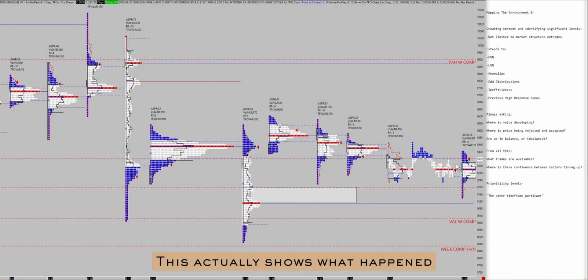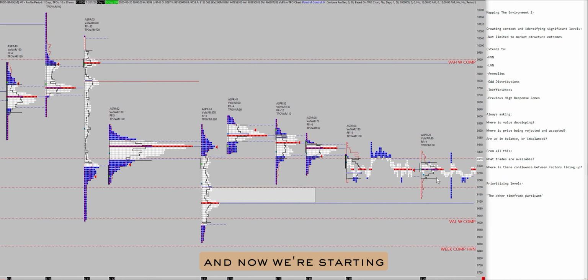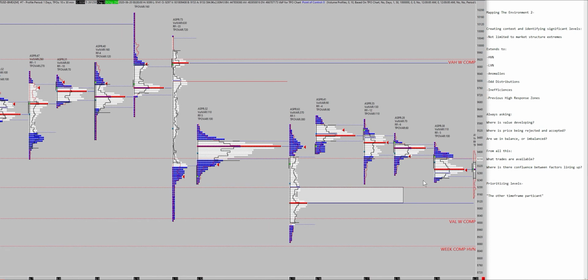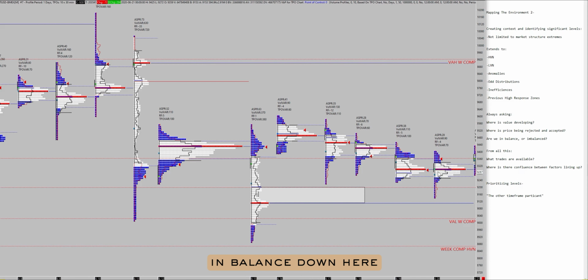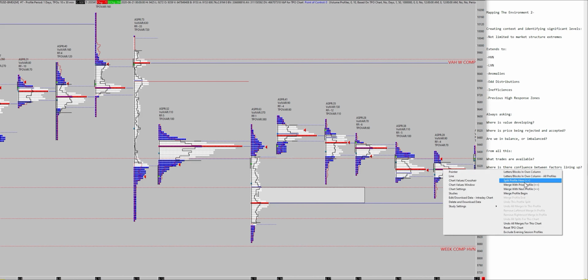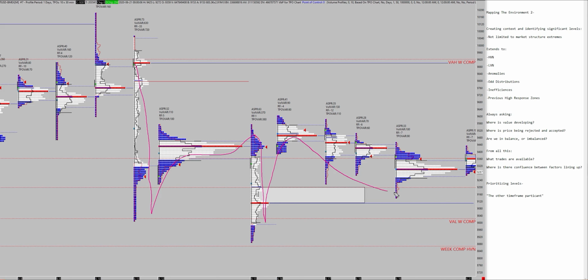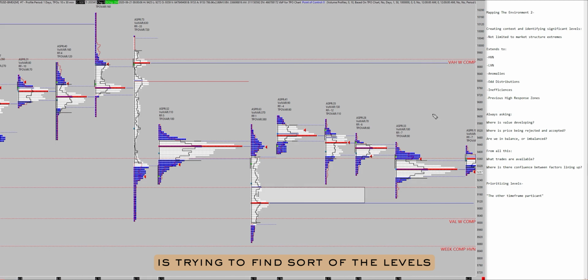So open up the next day. This actually shows what happened. Market comes into this level, and now we're starting to see a buying response. So let's just roll this back. So we have more days in balance down here. So 2 back-to-back days. Not an inside day, but we have inside value. So the market is potentially, what is it maybe doing? Forming a base at this low. So it might be forming a base at this low, and we're still thinking that we're going to test this high at some point.